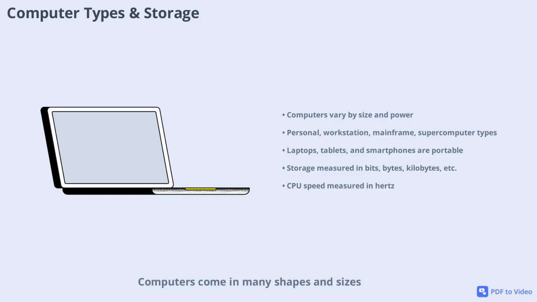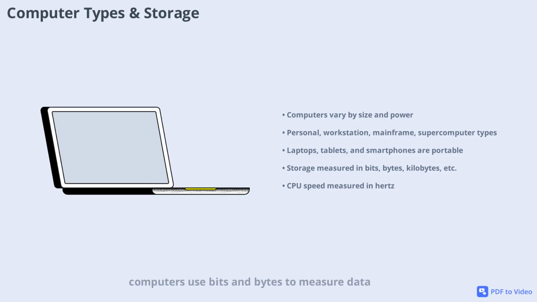Computers come in many shapes and sizes, each designed for different needs. Personal computers are single-user systems, while workstations offer more power for demanding tasks. Mini-computers and mainframes support multiple users, and supercomputers handle massive calculations at incredible speeds. Laptops, netbooks, tablets, and smartphones are all portable computers, each with unique features and levels of power.